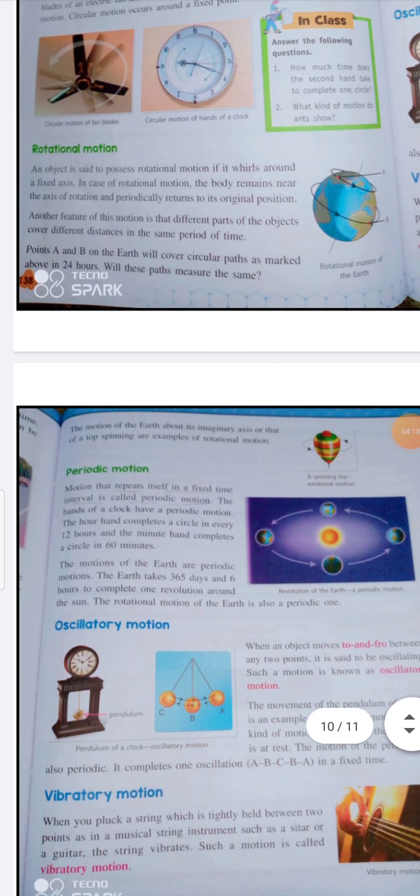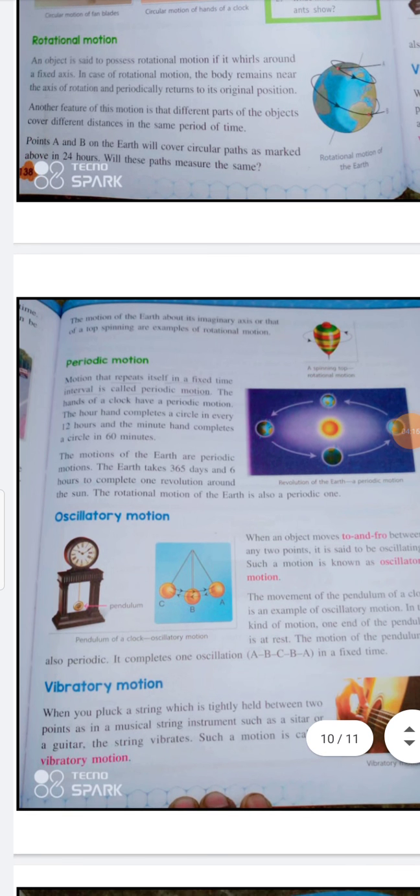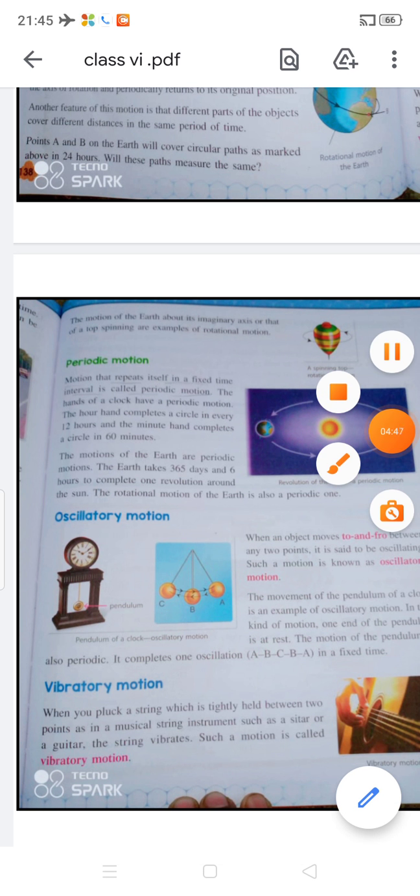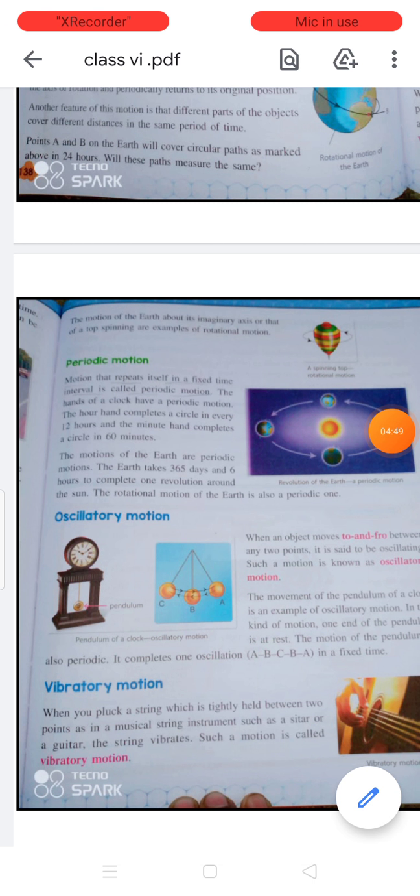Now we come to another motion, that is oscillatory motion. Oscillatory motion means movement between two points along the same path. Examples are a person sitting on a rocking chair, a child sitting in a swing going back and forth, the pendulum of a wall clock moving left and right. These are examples of oscillatory motion.